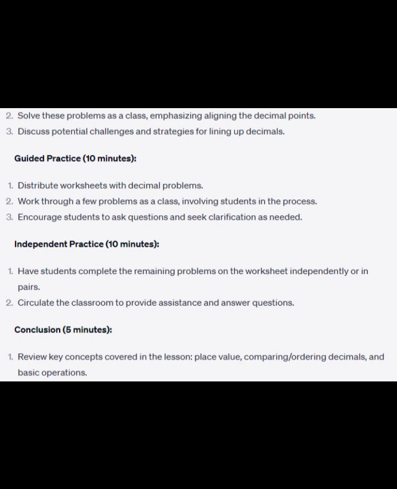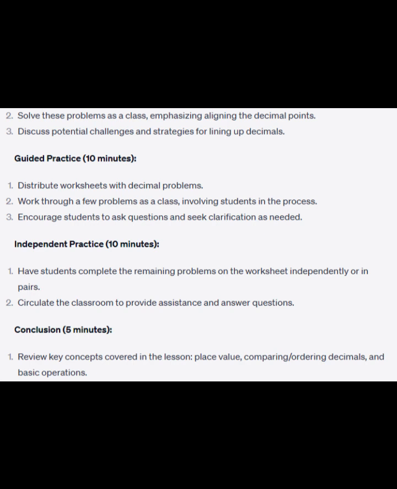Guided practice, 10 minutes. Distribute worksheets with decimal problems. Work through a few problems as a class, involving students in the process. Encourage students to ask questions and seek clarification as needed.